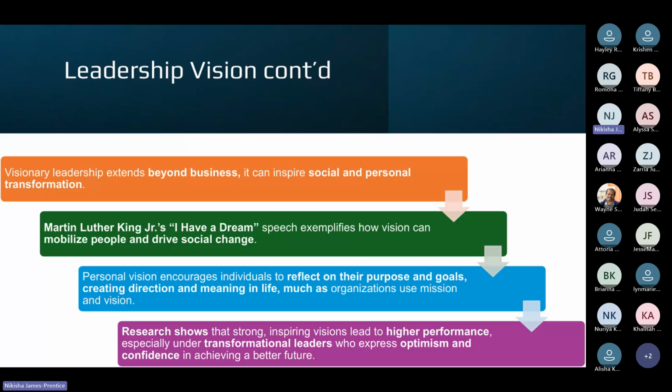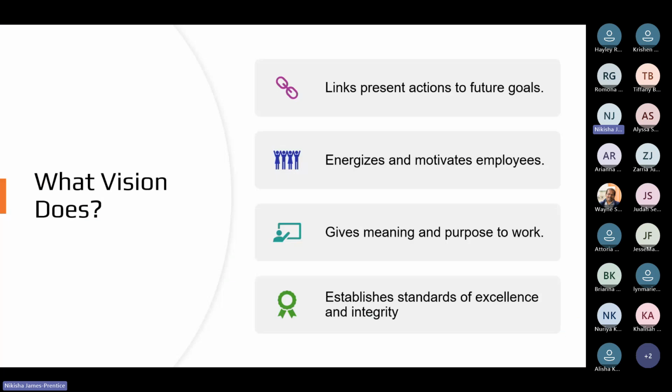Research shows that strong, inspiring vision leads to higher organizational performance, especially under transformational leaders who express optimism and confidence in achieving a better future. A key example is the Greater Chicago Food Depository, where leaders Michael Mulqueen and Kate Maehr shifted the organization's vision from merely feeding the hungry to ending hunger by empowering people through job training. This transformed both employee motivation and community impact.